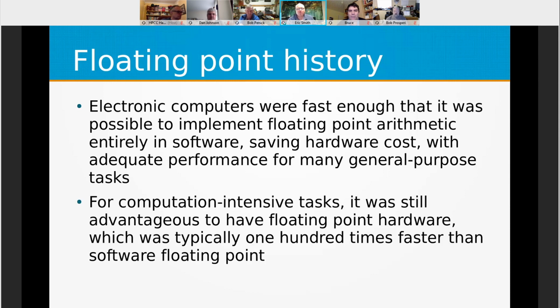But if you're doing something compute intensive, if you're calculating, well, just about anything where you would do a lot of calculation, then it still is advantageous if you can have floating point hardware, because it's typically on the order of 100 times faster than implementing floating point in software.